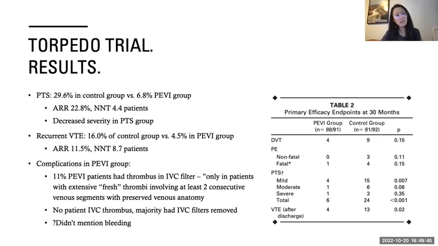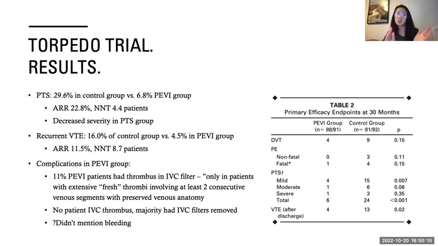In terms of complications, they're mostly related to IVC filter insertion. A number of patients did have some fresh thrombi within the filter itself, but they said there was no actual IVC thrombus on top, and the majority were able to have their IVC filters removed. Interestingly, they did not comment on bleeding, which I think would have been very interesting to know because they had certain patients on triple therapy and certain patients just on warfarin alone. So I'm not sure why they didn't comment on that.